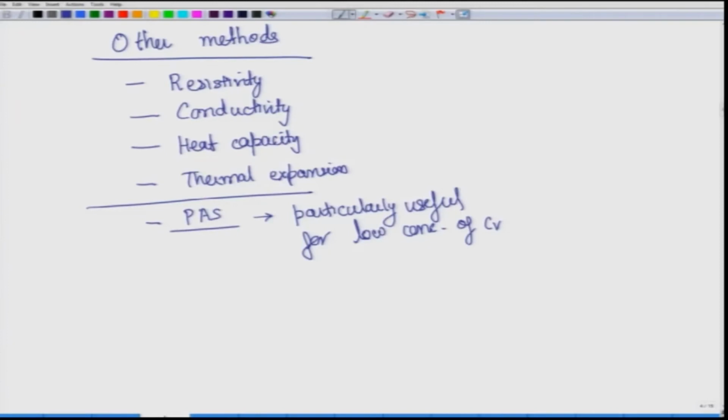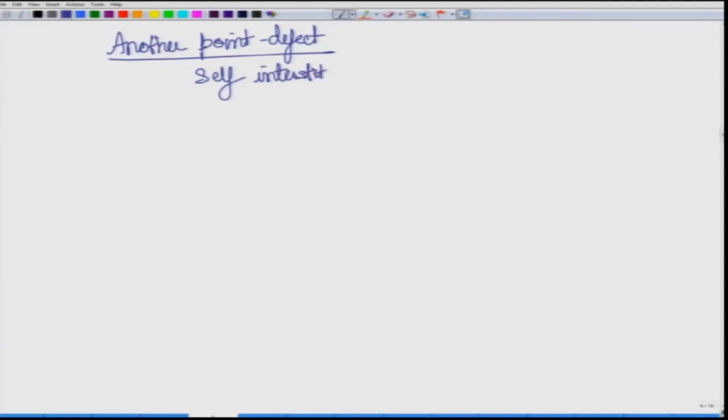So, with that we will move on to another defect. We have looked only at one particular point defect, which was the simplest of these, the vacancy. Now, let us move on to another point defect, which is another simplest point defect that you know. It is self interstitial. So, what is a self interstitial?